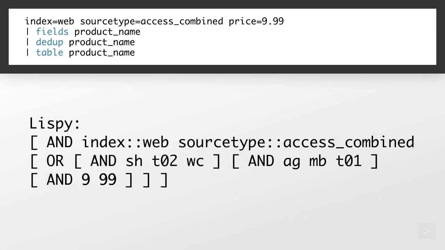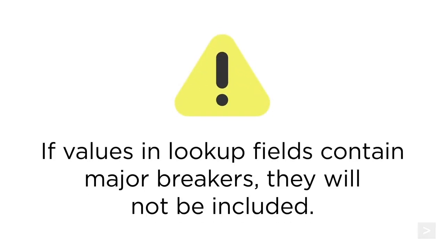Looking at the expression, we can see that Splunk tokenized the two product IDs and price. Since they contain minor breakers, all three have been broken into smaller tokens. If values in the lookup field were to contain major breakers like a space or brackets, they would not be included in the Lispy expression.